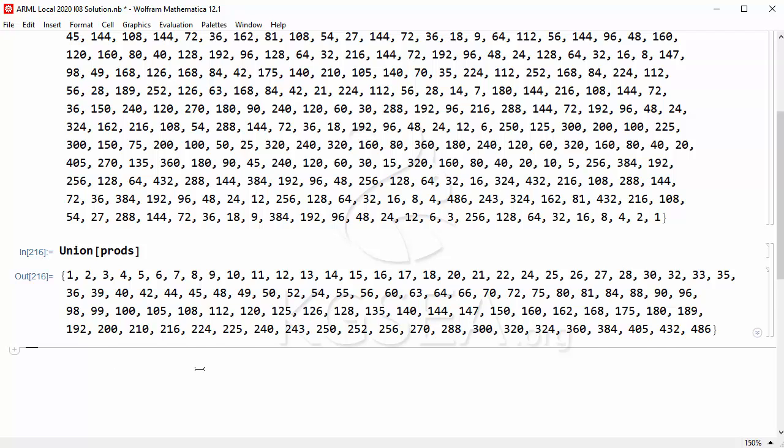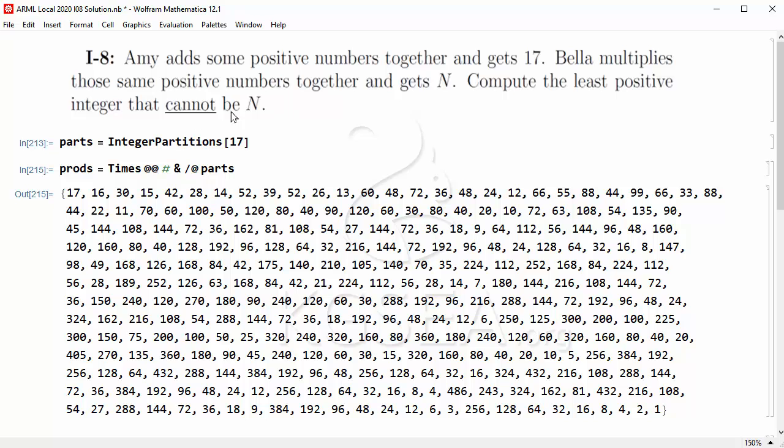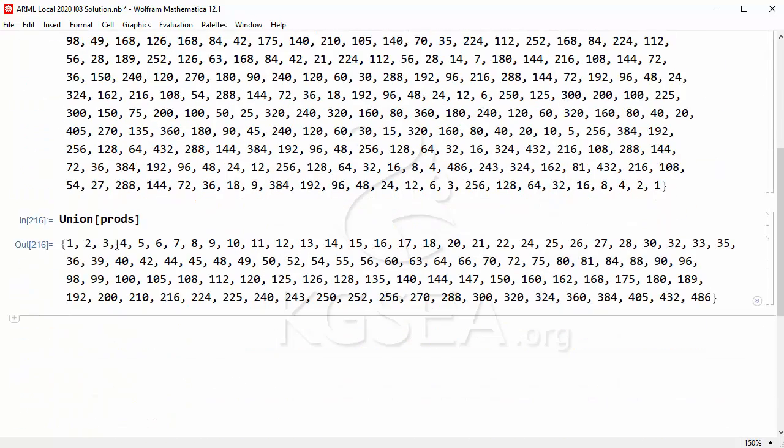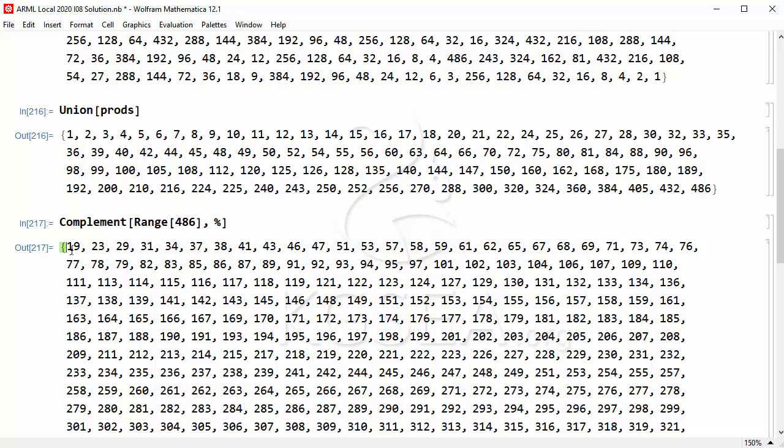And the problem is asking for the least positive integer that cannot be the product. That's how I understood. So let's find it. It's tiring to count here. So what I did was I want to know the complement within the range. The largest number is 486. So this would give me numbers 1 through 486. Of those, I take out all the numbers I just got, and then this is what I get. So 19 is the smallest one.